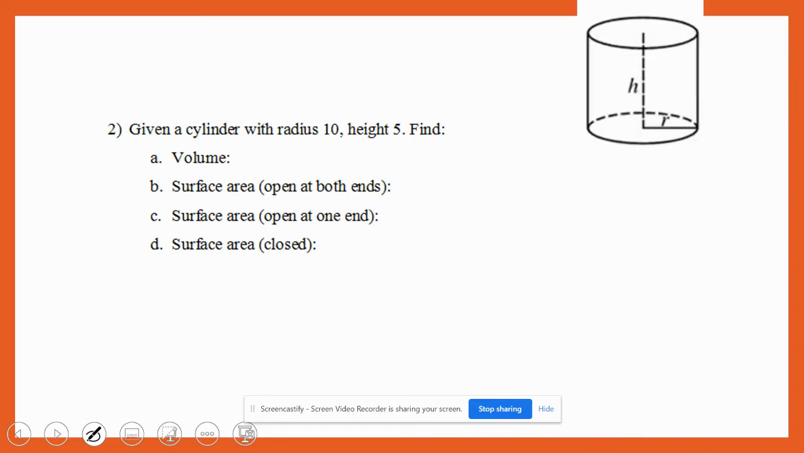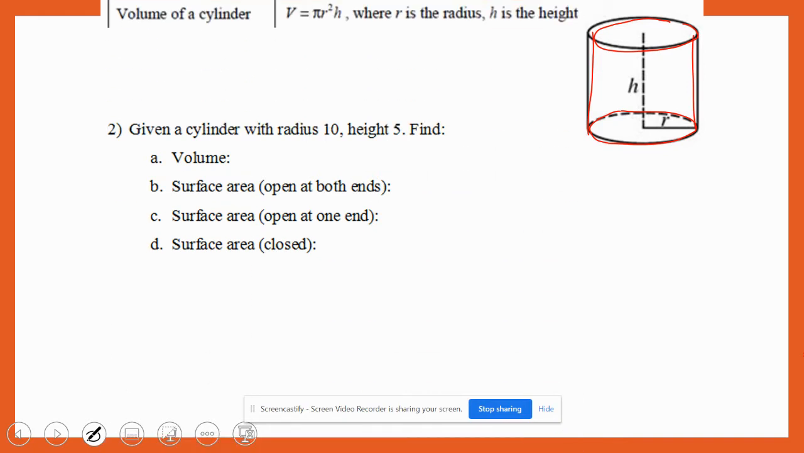So again, when you're sketching it, make the top, make the bottom, connect the sides. So we have a height and a radius. Pi r squared h is the volume. That's basically the area of the bottom, a circle, pi r squared, times the height. Any 3D shape, to find the volume, you take the area of the base times the height. So this is 1,570.